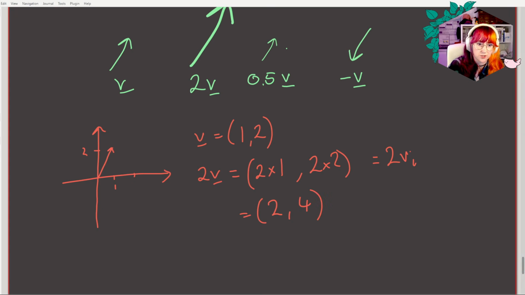So I go across 2, and instead of going up 2, I go up to 4. Now my new vector has the same gradient, but it's twice as long. So it's the same direction, it's just scaled.